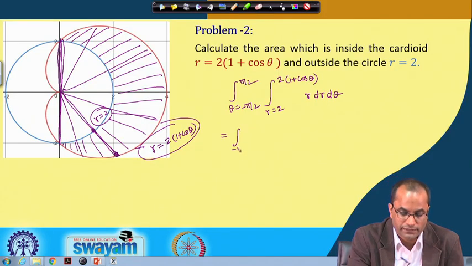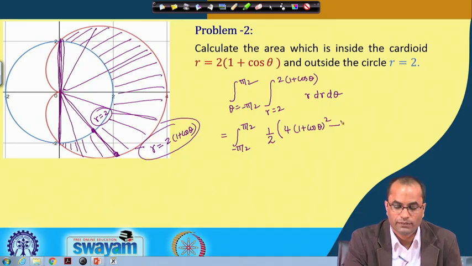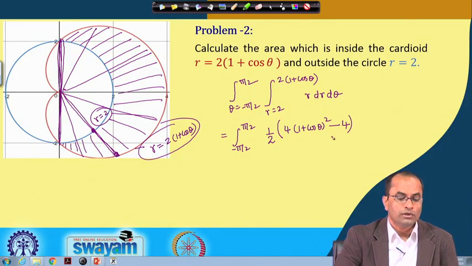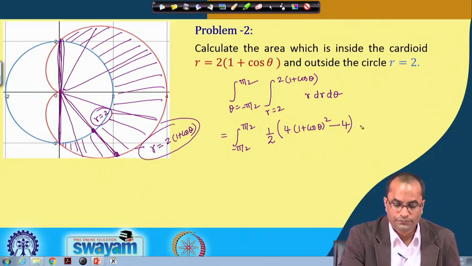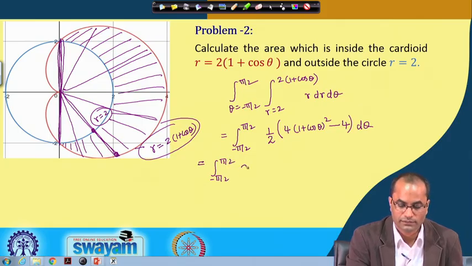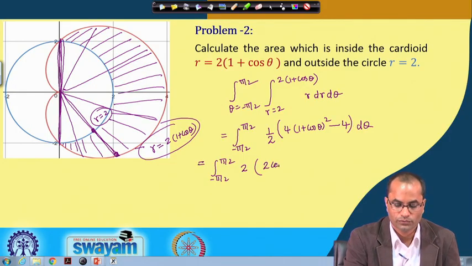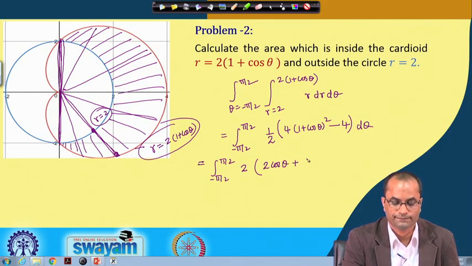So, this is minus pi by 2 to pi by 2, here r square by 2. So, r square means here 4 times 1 plus cos theta square, the upper limit, and then we have minus 4 again for the lower limit. So, this 4 and this d theta. So, we have minus pi by 2 to pi by 2, this 4 we can cancel out. So, we get 2, and this 1 also will be cancelled out, we get 2 cos theta and plus there will be a term cos square theta.